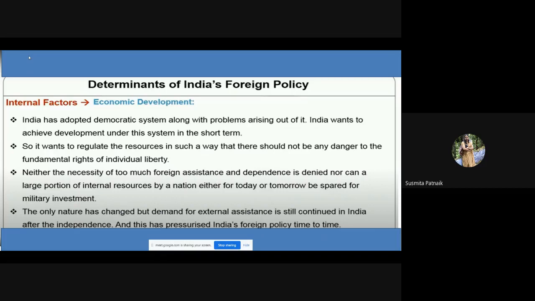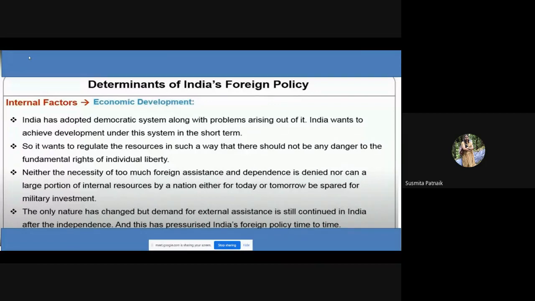Okay students, so in the next slides we are having one more thing that is called the economic aspect of the foreign policy of a country. As India adopted the democratic system, India wants to develop its economy in a very short period of time. For these purposes, it wants to regulate the resources in such a way that there should not be any danger to the fundamental rights or the individual liberty of the citizen. Neither the necessity of too much foreign assistance and dependence is denied, nor can a large portion of internal resource of a nation, either for today or tomorrow, be spared for military investment. What I mean by this is, India did not want dependence upon other neighbor countries, nor did it want to spare its money on military investment.